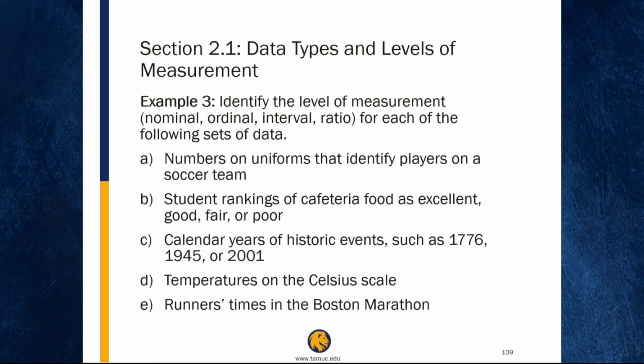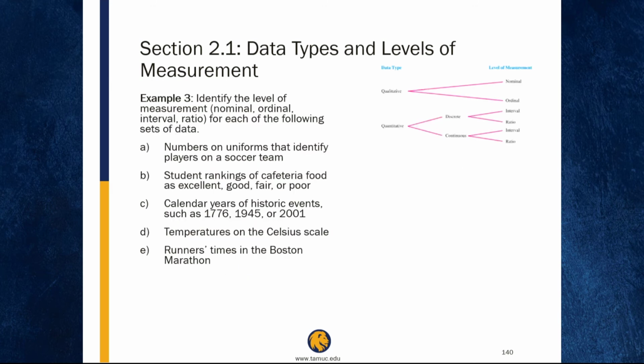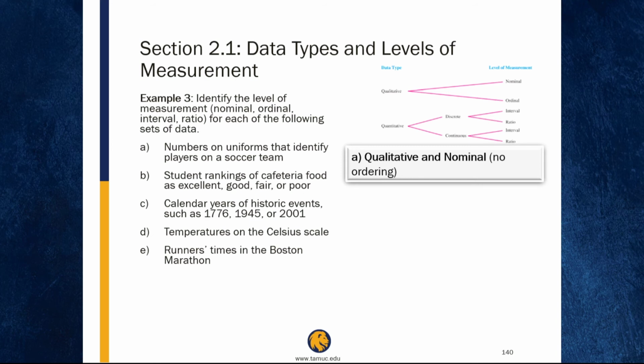So we're going to go through some examples to help identify the type of measurement, the level of measurement, being nominal, ordinal, interval, or ratio, for each of these different types of data. The first one says numbers on uniforms identify the players on a soccer team. We had seen this one a little bit earlier in this section where we talked about numbers on a jersey not being quantitative, rather they were qualitative because they weren't really a measurement. So it's qualitative, and in this case it would be nominal because there's no real ordering to jersey numbers.